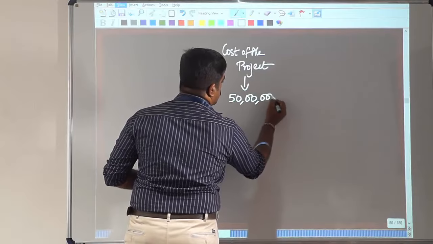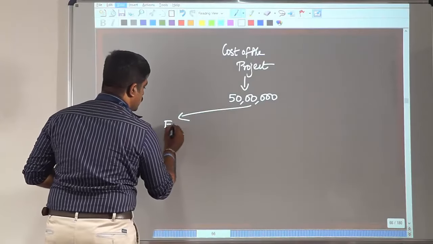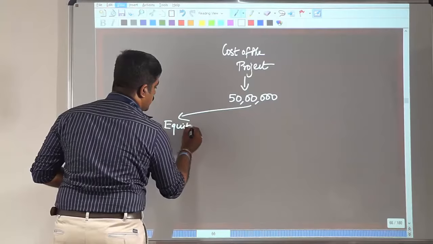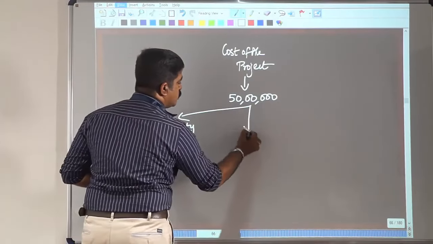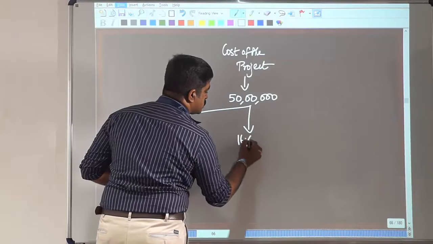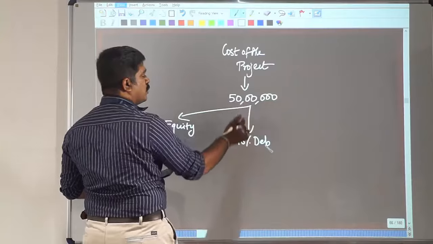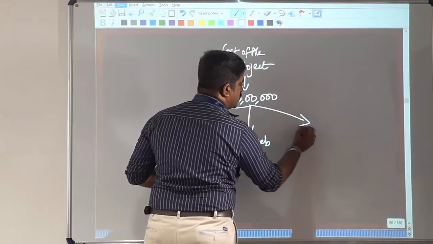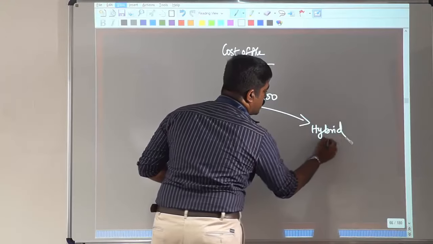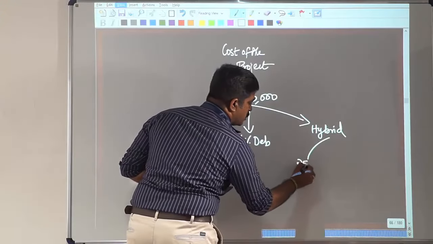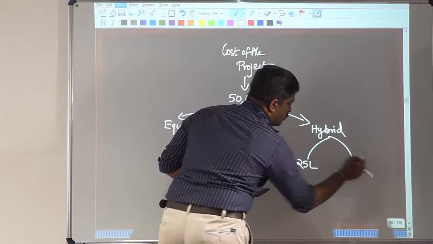Now this company basically has 3 options. Option 1, it can go for equity. So it is a full equity option. The entire 50 lakh will come from equity. Option 2, they can go for 16% debentures. That is, the entire 50 lakh will come from debentures. And the third option is they can go for a hybrid. Hybrid in the sense that 25 lakh will come from equity and the remaining 25 lakh will come from debentures.